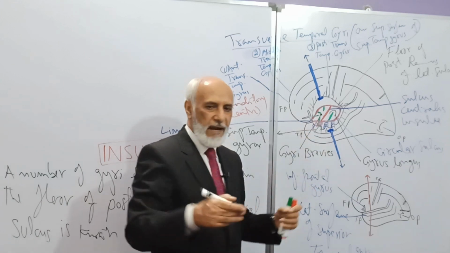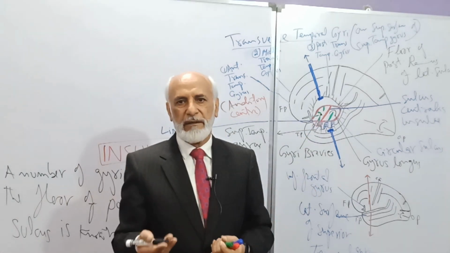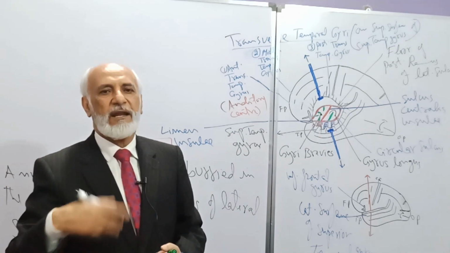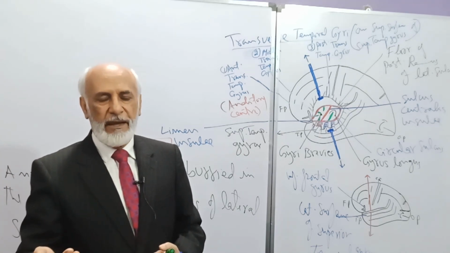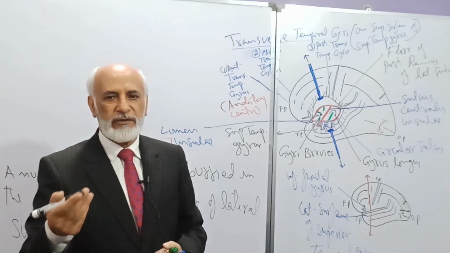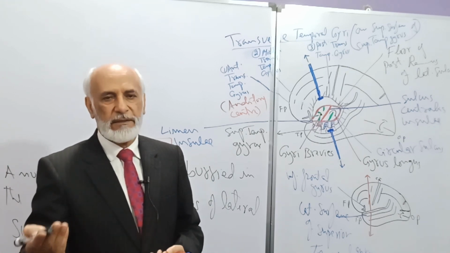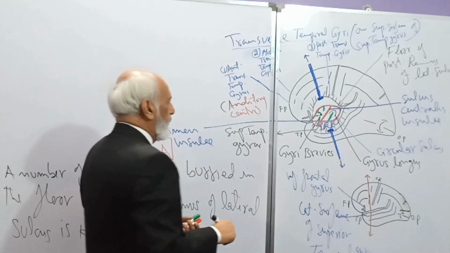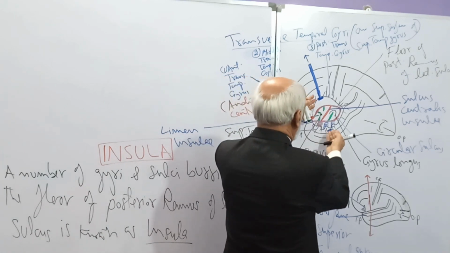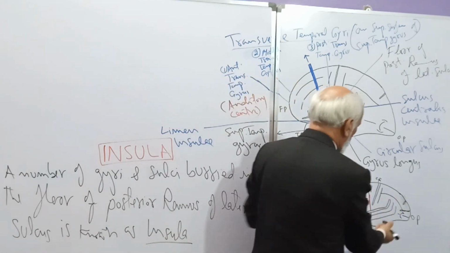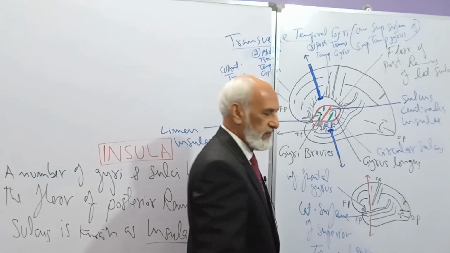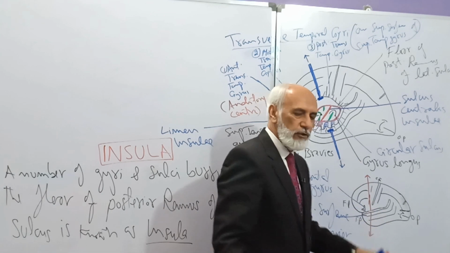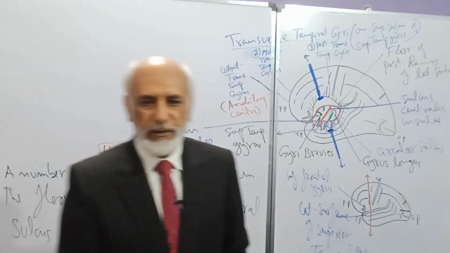So these are the gyri and sulci which are buried in the floor of the posterior ramus of the lateral sulcus, collectively known as the insula. And I told you that insula is considered another lobe of the cerebrum. In the last lecture, we talked about this. So when you release these two lips of the posterior ramus of the lateral sulcus, they are approximated, and the insula which is buried in the floor is again out of view.